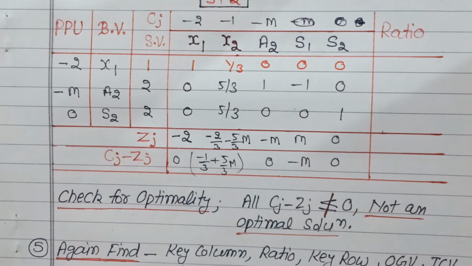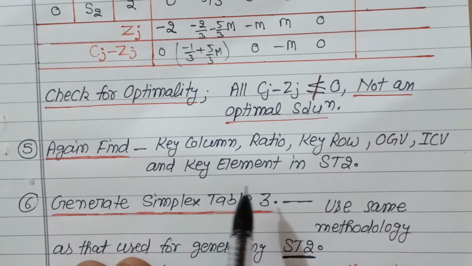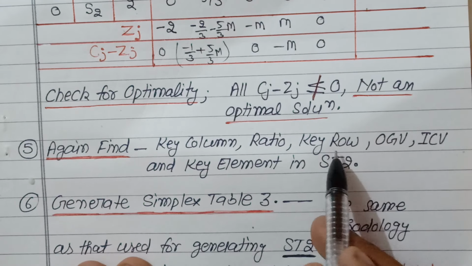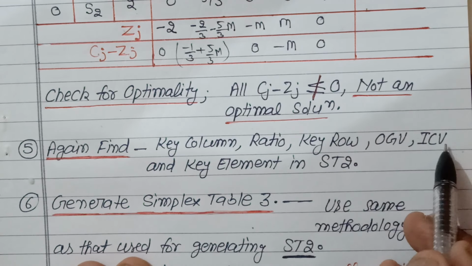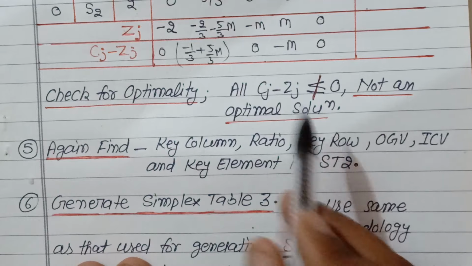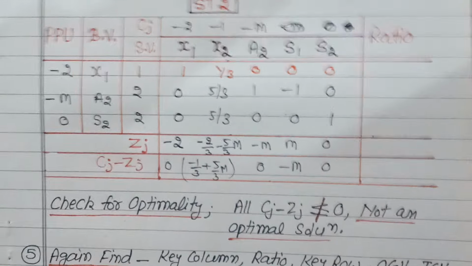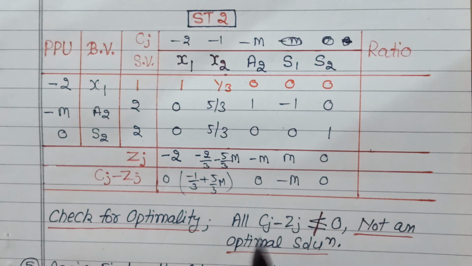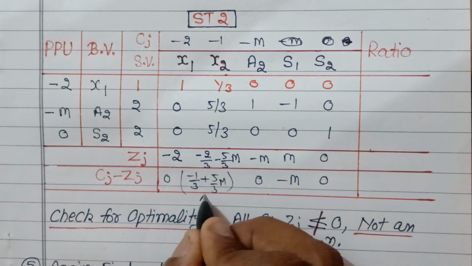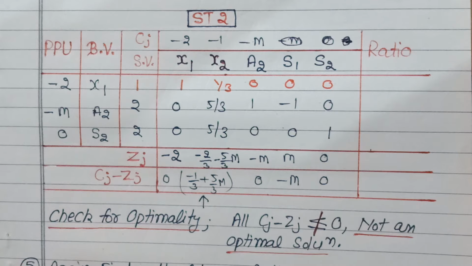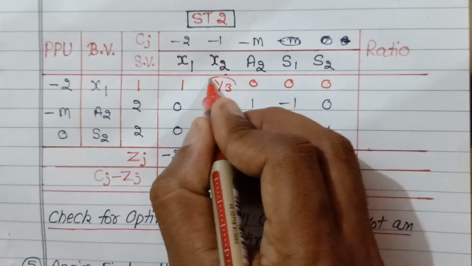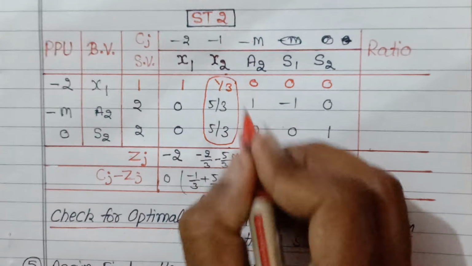So for finding a solution, we again have to find the key row, key column, OGV, ICV and key element in simplex table 2. So let us choose the highest value against Cj minus Zj. Here you will see that this is the highest value, so the corresponding column will be the key column. Here the x2 column is now a key column.